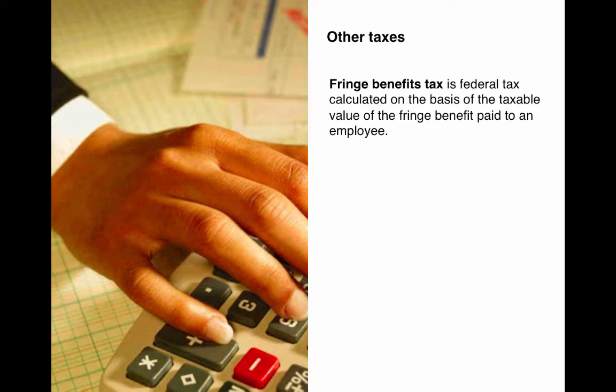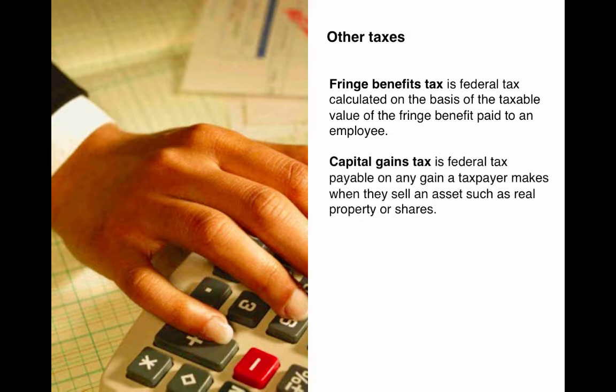Fringe benefits tax is a federal tax calculated on the basis of the taxable value of the fringe benefit paid to an employee. So an employer who provides additional benefits to employees, such as paying for their car or accommodation, is obliged to pay tax on that fringe benefit. Otherwise, the provision of fringe benefits could be a way for employers and employees to avoid the payment of income tax.